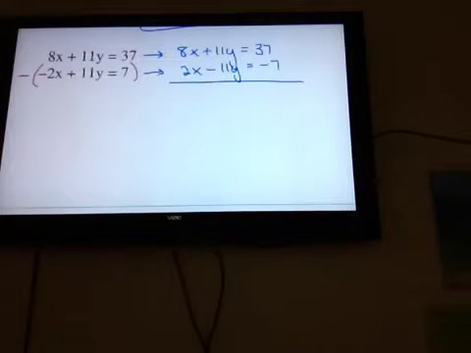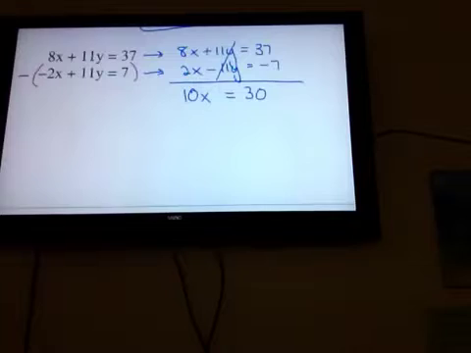And now I add my 2 equations together, combine them. 8x plus 2x is 10x. Positive and negative 11y cancel, that's what we want to happen. 37 and negative 7 give me 30. And then divide, and x is 3.